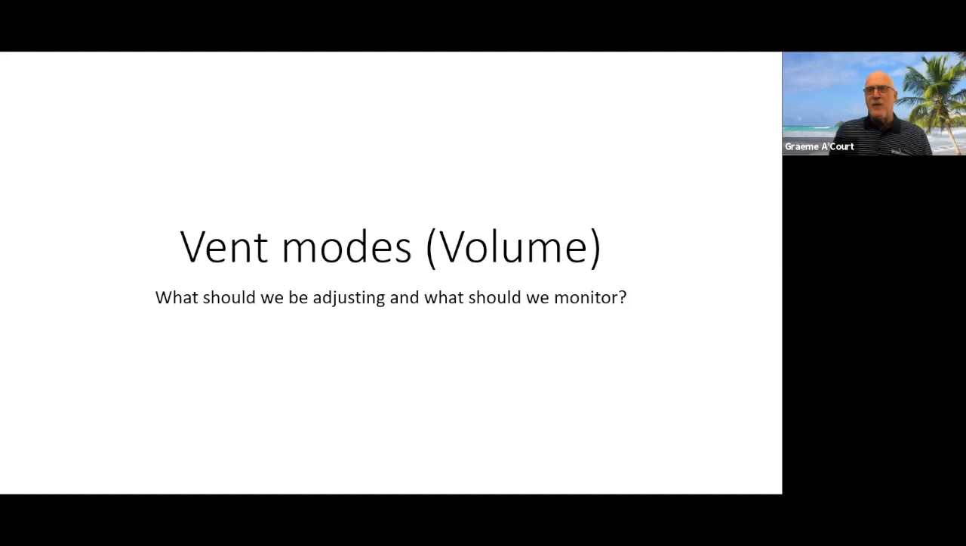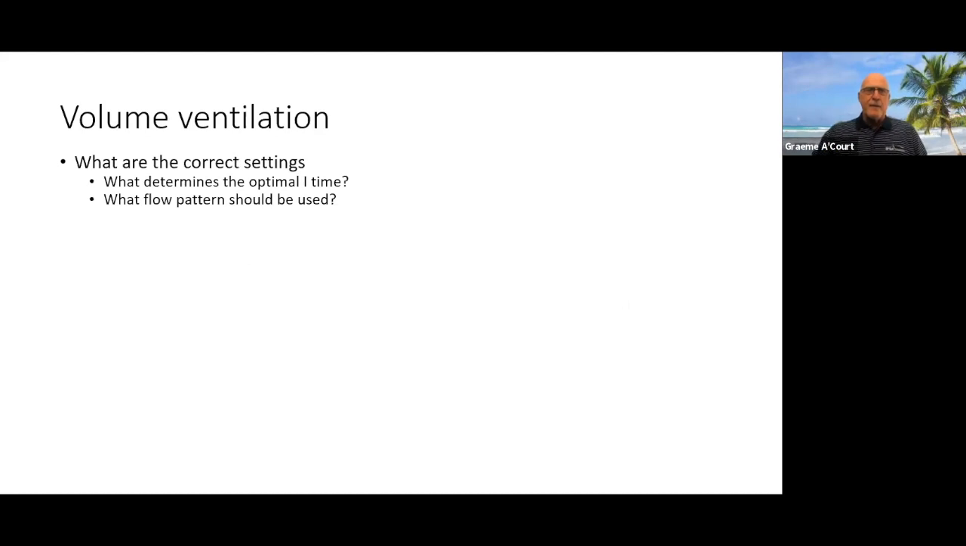What's great about the new vents is that they can be configured. With older vents, what you see is what you get. So I wanted to run through this and ask, for example, what are the correct settings with regard to optimal I time? Like I've always said, if the patient's sedated and paralyzed, then maybe a longer I time is the better one to use. But do we consider adjusting the flow pattern?